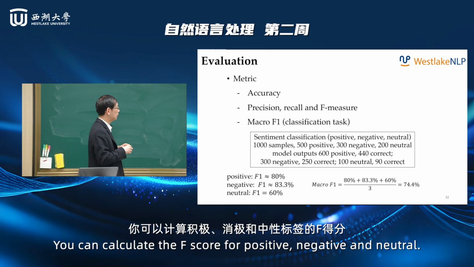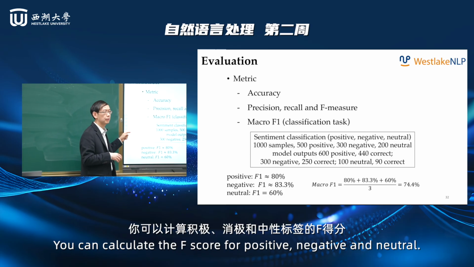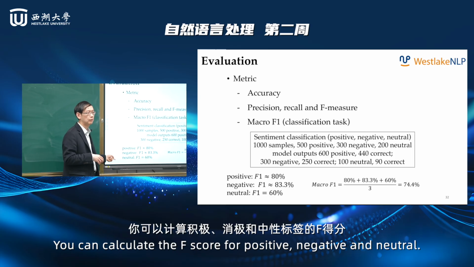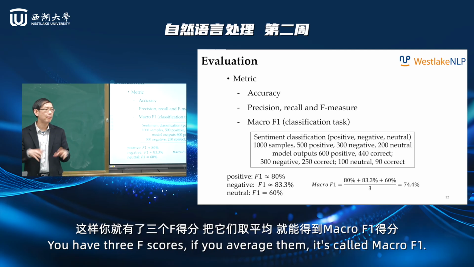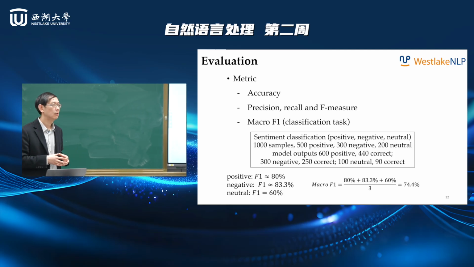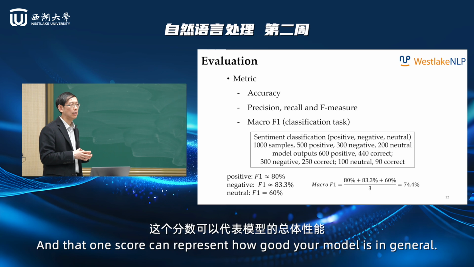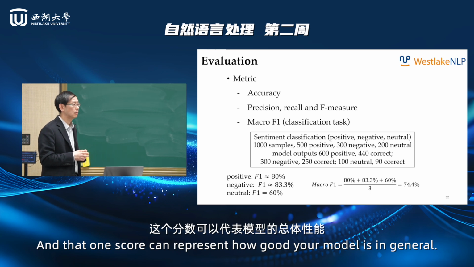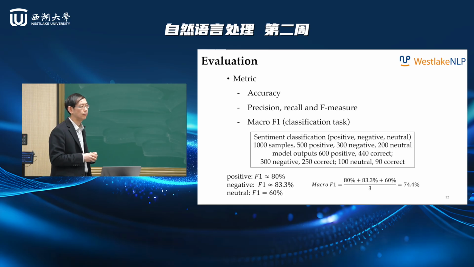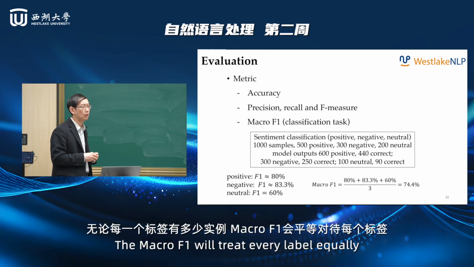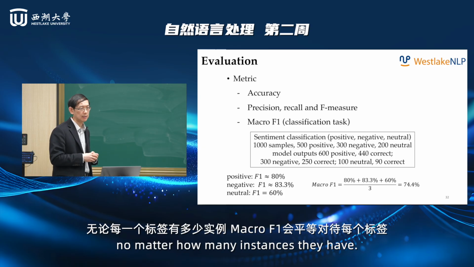And that you can calculate the F score for positive, negative, and neutral. You have 3 F-scores. If you average them, it's called macro F1. Okay? And that one score can represent how good your model is in general. Okay? The macro F1 will treat every label equally, no matter how many instances they have, right?